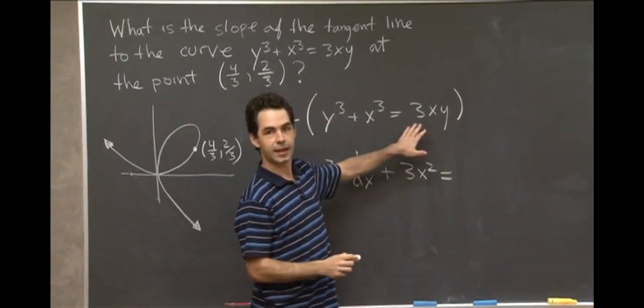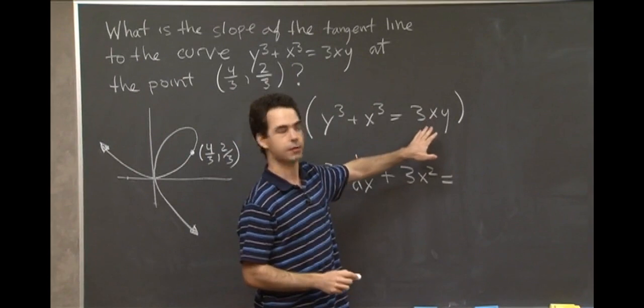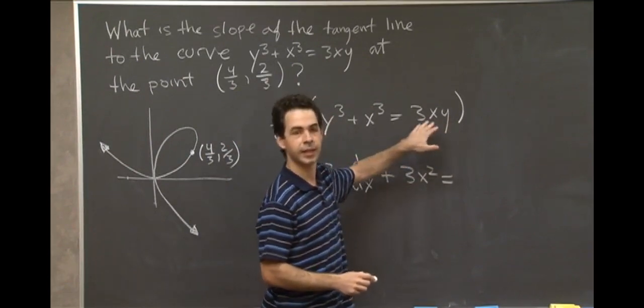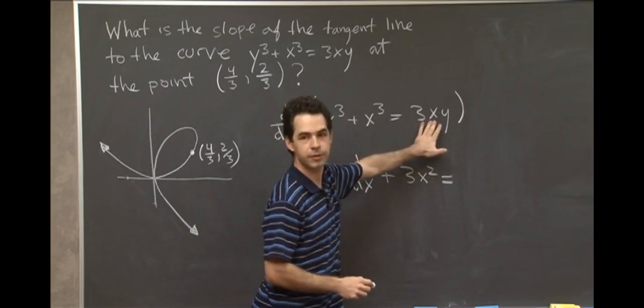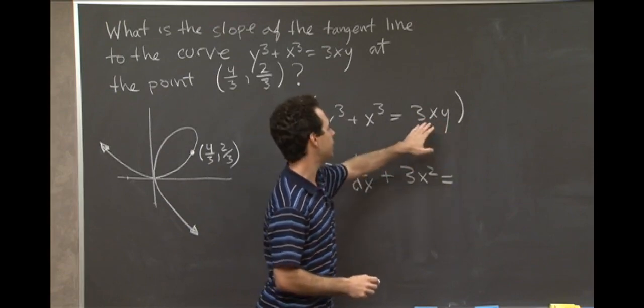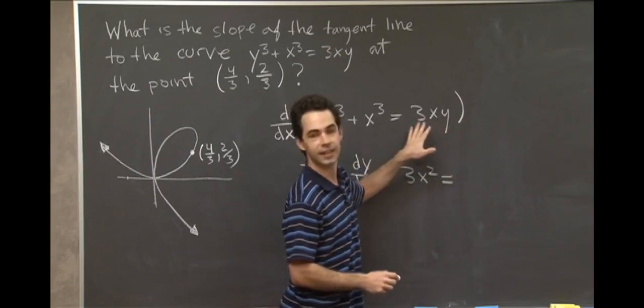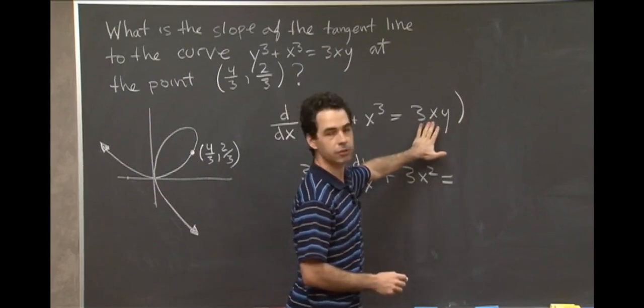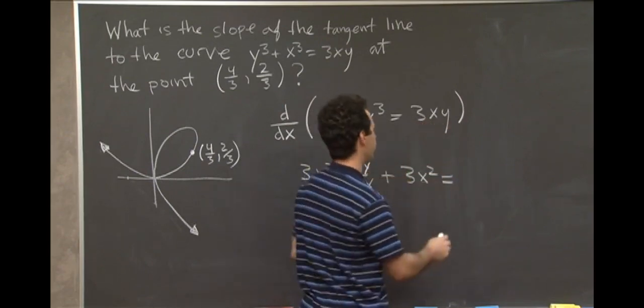OK, so on the right now, we don't actually have a chain rule. We have a product rule situation here. We have 3 times x times y. So 3 is just a constant, so we could just pull it out in front. And so we take the derivative of xy. So we take the derivative of the first times the second, plus the derivative of the second times the first. So the derivative of the first, x is the first, so its derivative is 1.